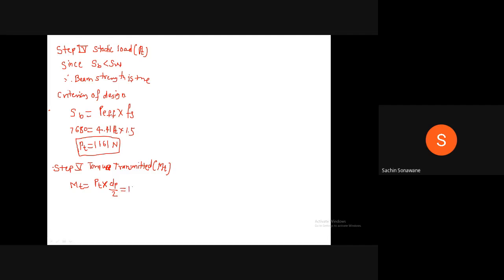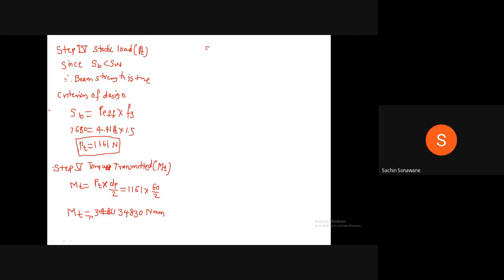Therefore, substitute the value: 1161 into dp, which is 60, divided by 2. What is the value of MT? Anyone can tell? Torque transmitted is equal to 34830.5 Newton mm, because the unit of PT is Newton and the value of dp is in mm. Therefore, torque is in Newton mm. Its value is 34830.